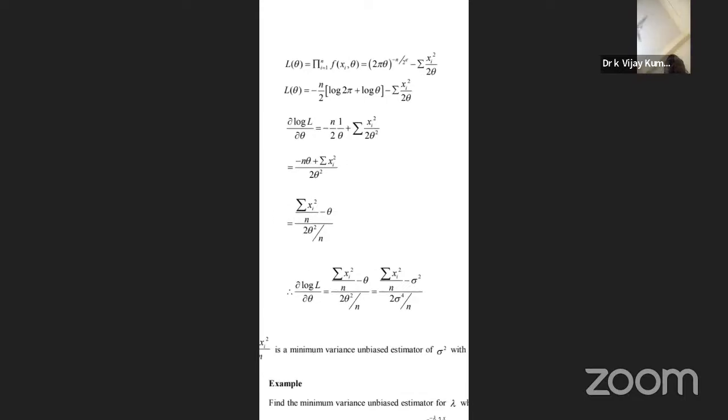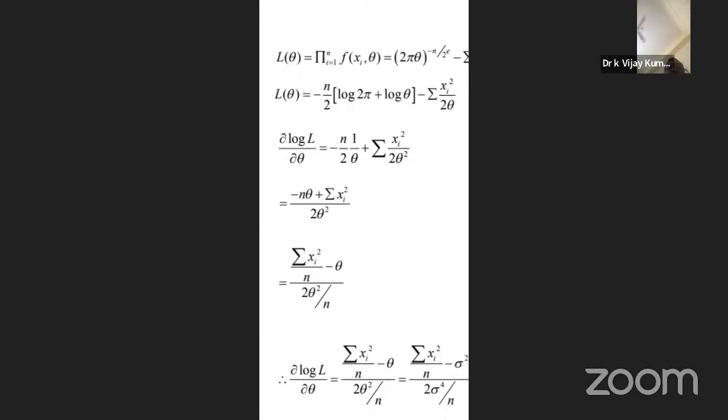See here, all of you, this is a very important problem. L theta. What is L theta? Product of i equal to 1 to n of f of xi, theta. That is, f of xi theta we write as 2 pi theta whole power minus n by 2, e power minus summation of xi square by 2 theta. So log L, simplifying this, is minus n by 2 log 2 pi theta. We can write directly the simplified step also: minus n by 2 log 2 pi plus log theta, minus summation of xi square by 2 theta.